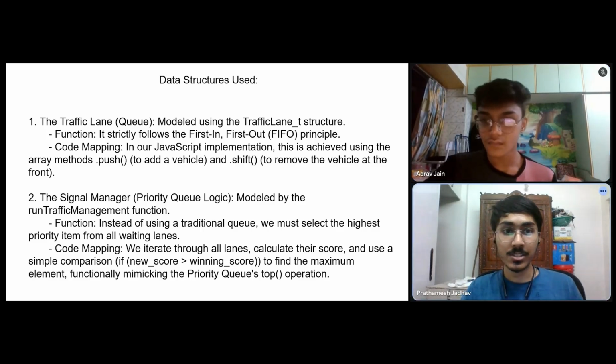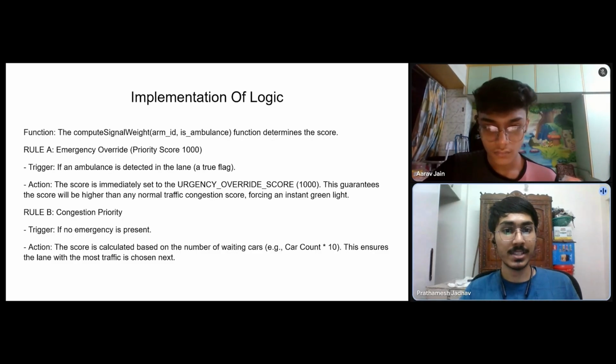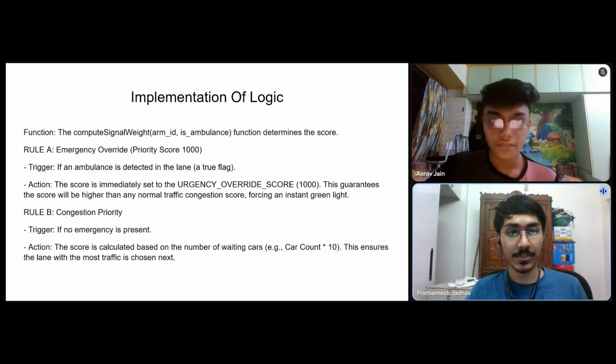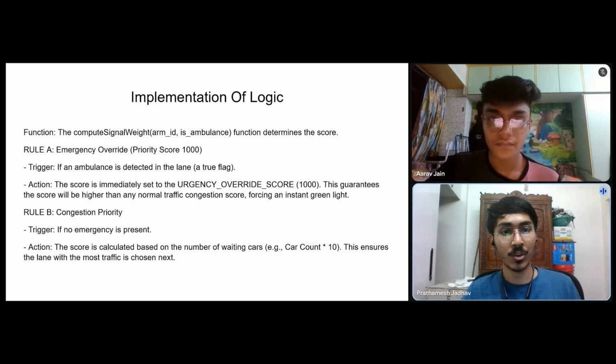The intelligence is all in the priority score logic, which is handled by the compute signal weight function. This function has two main rules. Rule A is the emergency override. If an ambulance is present, we instantly assign an overwhelming score of 1000. This ensures that no matter how many cars are in the other lanes, the ambulance always receives the green light immediately. Rule B handles normal congestion. Here the score is directly proportional to the vehicle count, allowing us to dynamically manage peak traffic flow.